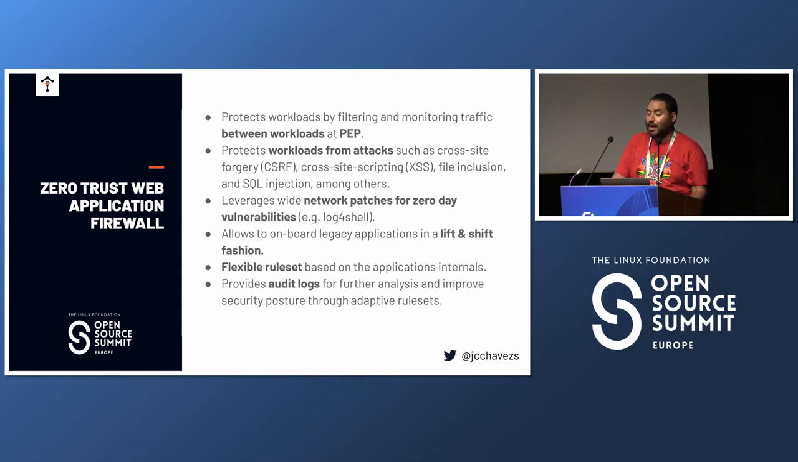And also provide audit logs for further analysis and improve security posture through adaptive rules, right? If you run an anomaly analysis on your audit logs, you could find new rules arising, new attacks, right? And then you can create new directives that will go back to the WAF, to the web application firewall, and then it will be a security measure, right? In an adaptive way, right?